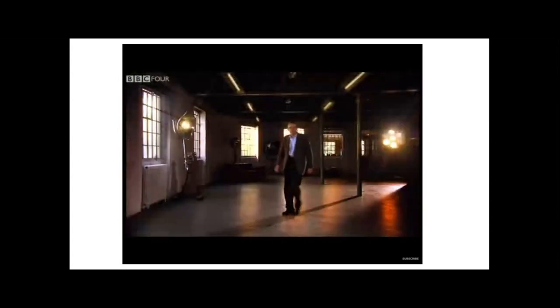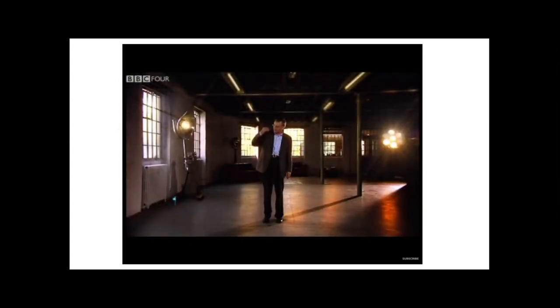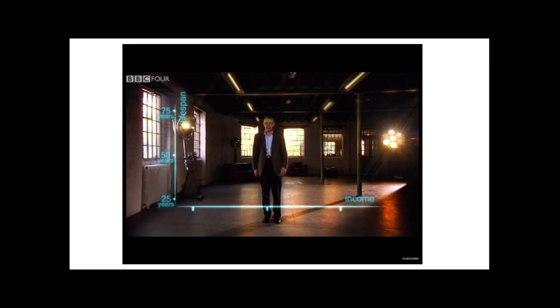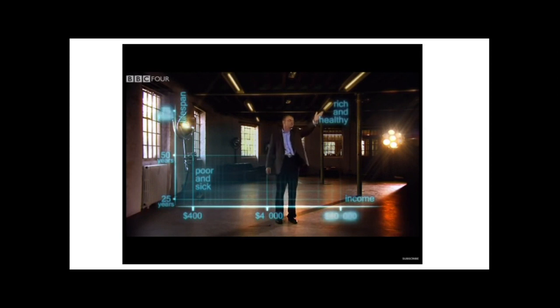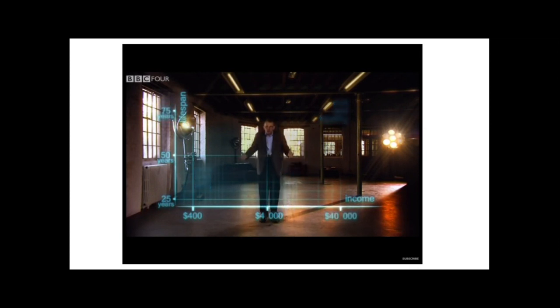So, here we go. First, an axis for health. Life expectancy, from 25 years to 75 years. And down, an axis for wealth, income per person, $400, $4,000, and $40,000. So down here is poor and sick, and up here is rich and healthy. Now, I'm going to show you the world 200 years ago, in 1810.